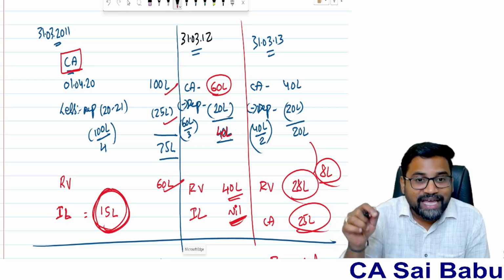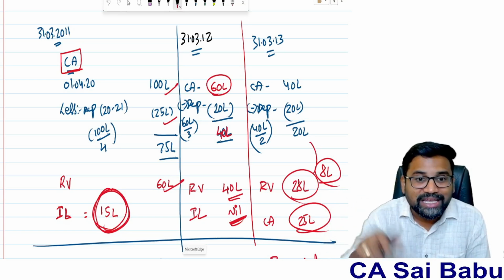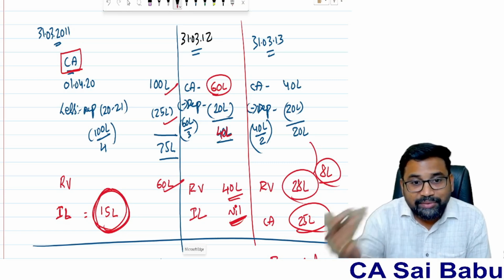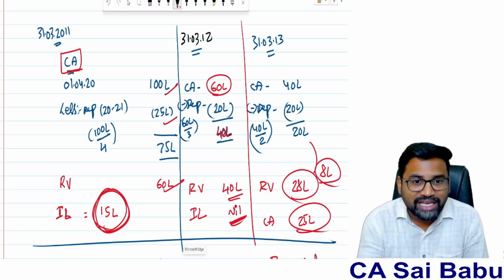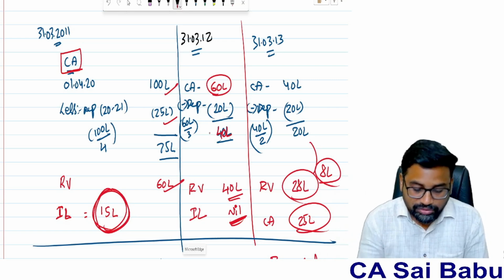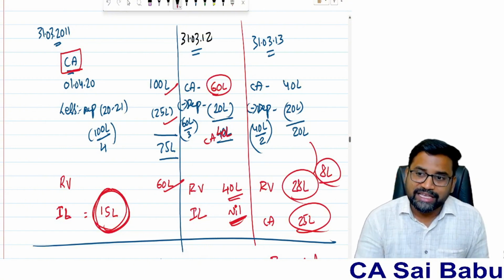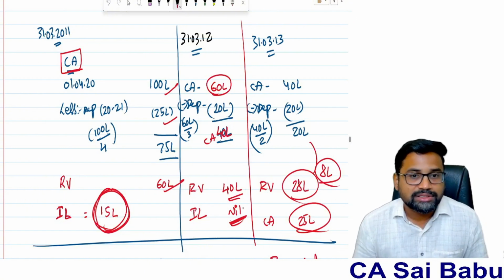So therefore, what is the carrying amount at the end of the first year? 60 lakhs. Now these 60 lakhs will be depreciated over the remaining life. Out of 4 years, the first year is over. Remaining life 3 years. So 60 divided by 3, 20 lakhs is the second year depreciation. So 60 minus 20, 40 lakhs is the carrying amount at the end of the second year. Recoverable value also 40 lakhs. So when the carrying amount is equal to recoverable value, there is no impairment loss.